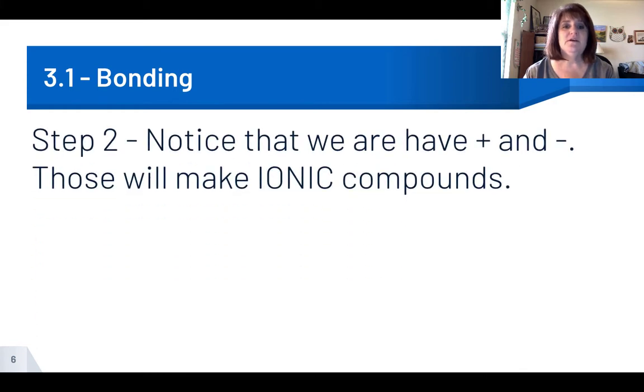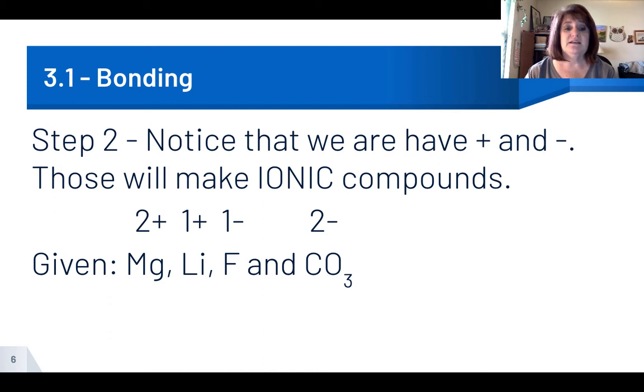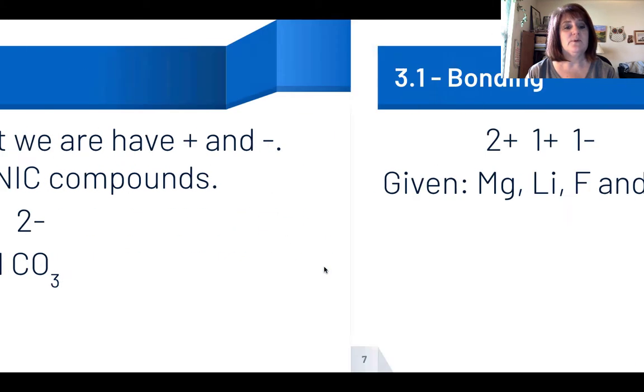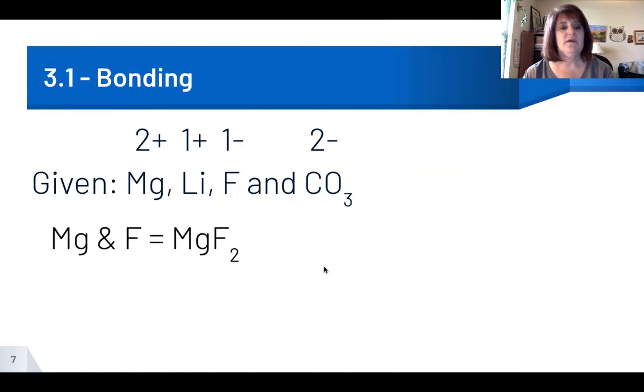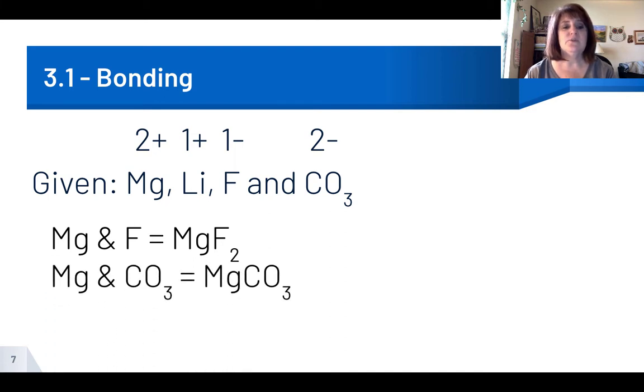Step 2, notice that we have positives and negatives. Those will make ionic compounds. So again, given our Mg 2 positive is going to combine with our F and our CO3. So Mg and F combine to make MgF2. Remember, they crisscross. Mg and CO3 make MgCO3. We don't need the subscripts because they match.